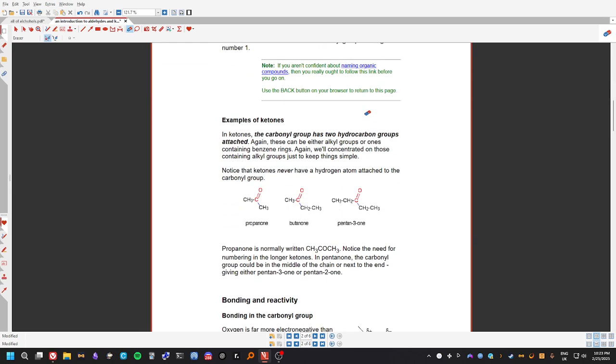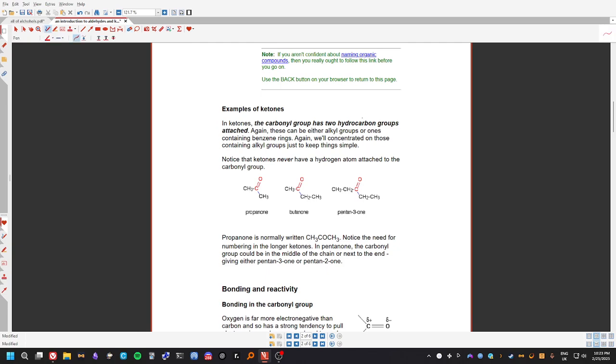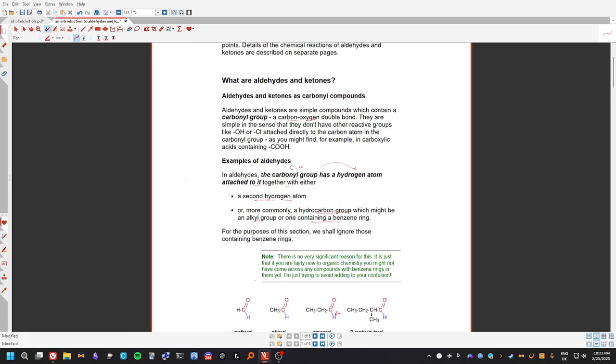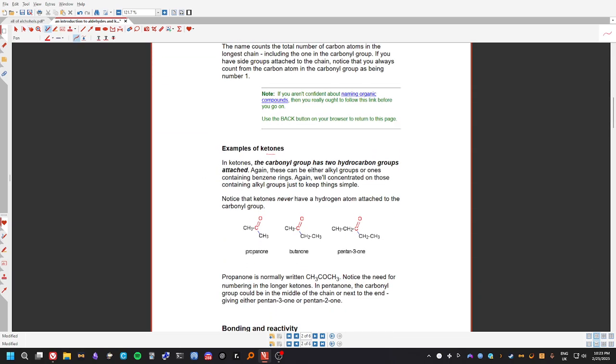So examples of some ketones here. We're seeing that the carbonyl group has 2 carbon. So now we're looking at ketones. What were we looking at? No, yeah, we were looking at aldehydes. So we're already looking at ketones already.